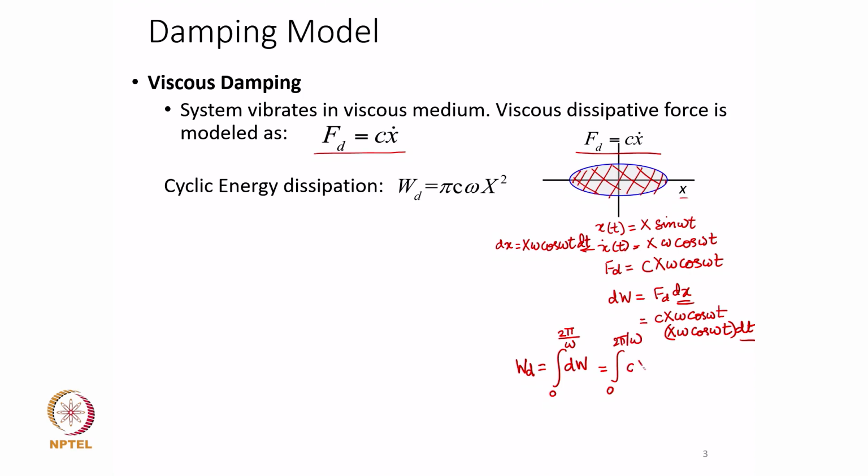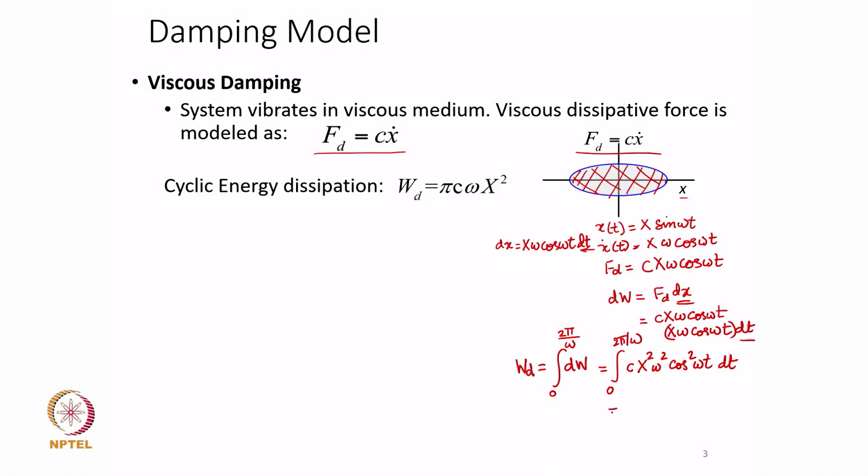I can write this as C x square omega square cos square omega t and dt, that is it. So, if I integrate this within the limits 0 to 2 pi by omega, it is quite straightforward to show that this turns out to be pi c omega x square. Okay. And that is how the energy dissipated in a cycle for a viscous damping case can be shown to be this.